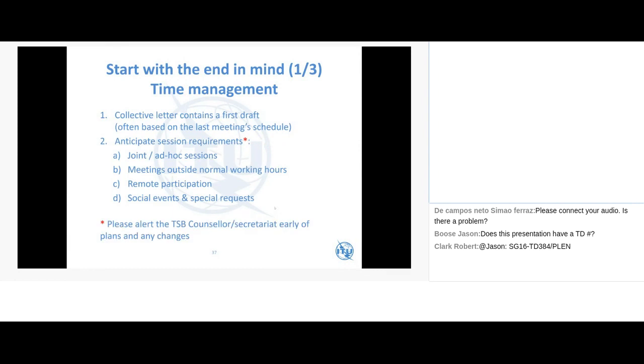What we would say is during the preparation phase or during the meeting, please let the secretariat know as early as you can. We really want to give you good service, but you can help us by letting us know at the right time.